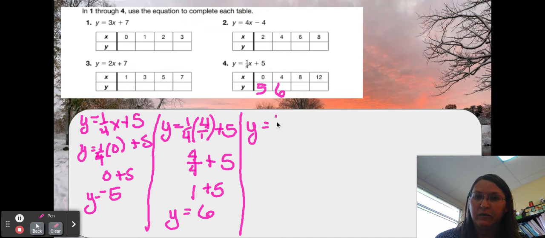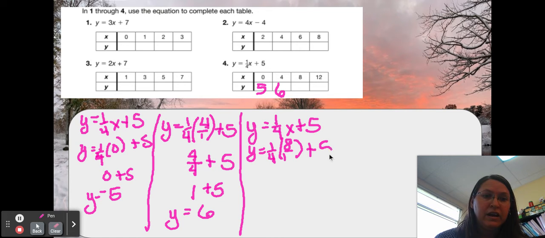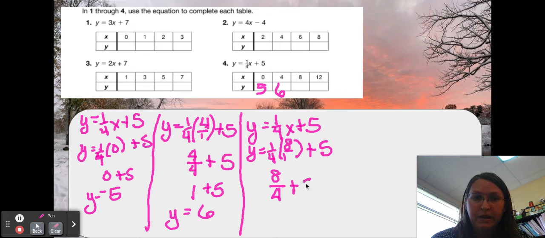Y equals 1/4 x plus 5. So y equals 1/4. I've got to turn my 8 into a fraction, so 8 over 1 plus 5. In order to multiply fractions, I multiply straight across. So 1 times 8 is 8. 4 times 1 is 4. And I'm going to bring down my plus 5.